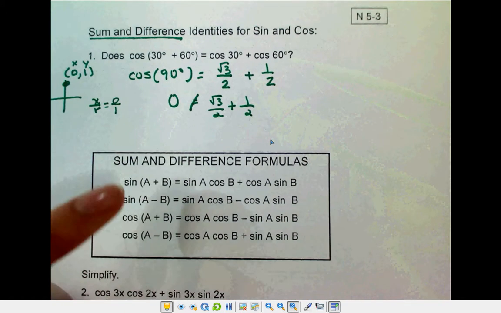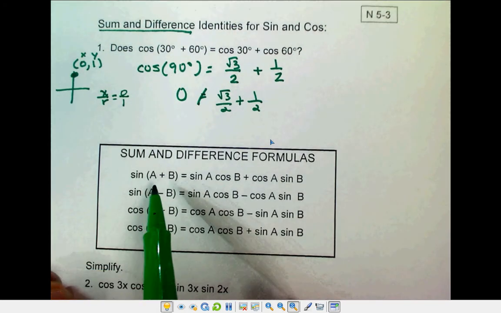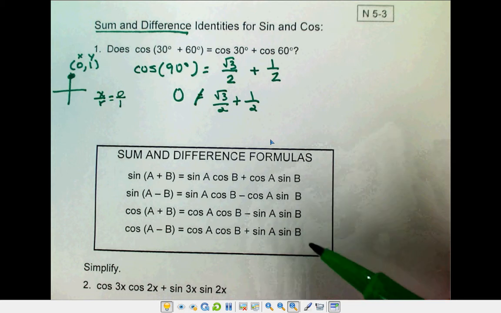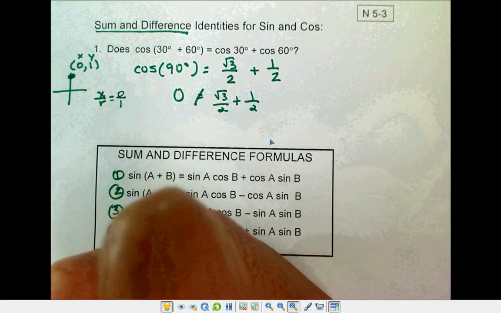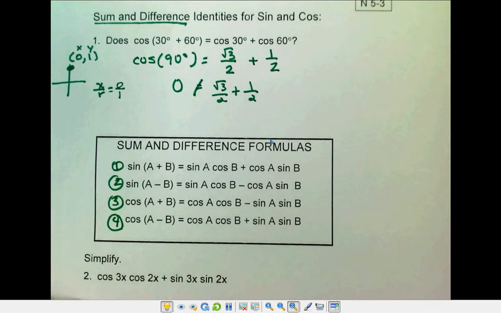So that's why we have these sum and difference formulas. Whenever we're adding two angles inside the parentheses for either sine or cosine, we have a special formula to use. So there's 4 of these that we're going to need to know, depending on whether it's sine or cosine and if it's subtracting or adding.